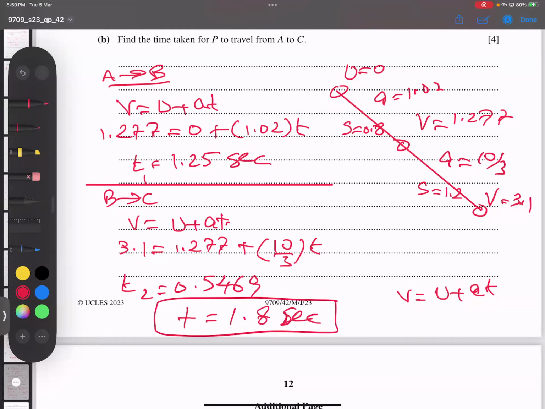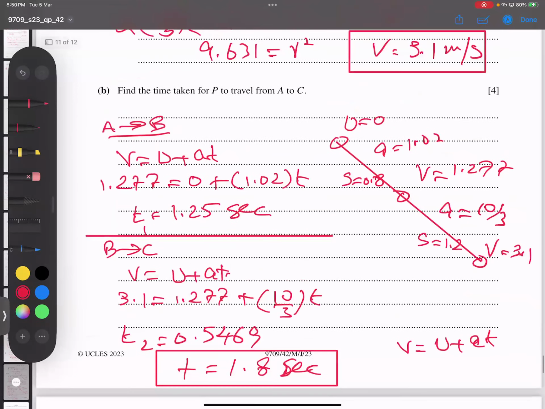Let me categorize these 4 marks. Because they are conceptual marks, 2 marks from here and 2 marks from here. So that's it, and the question is completely over.